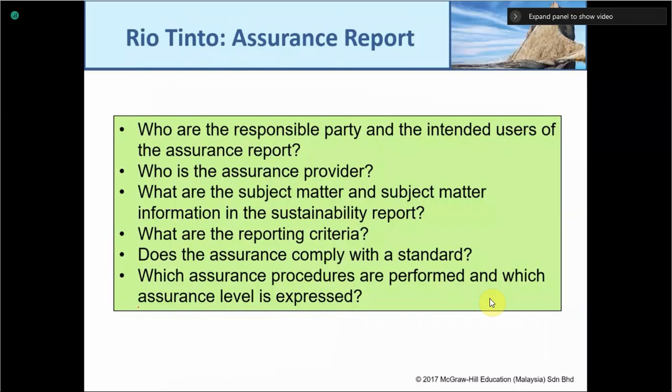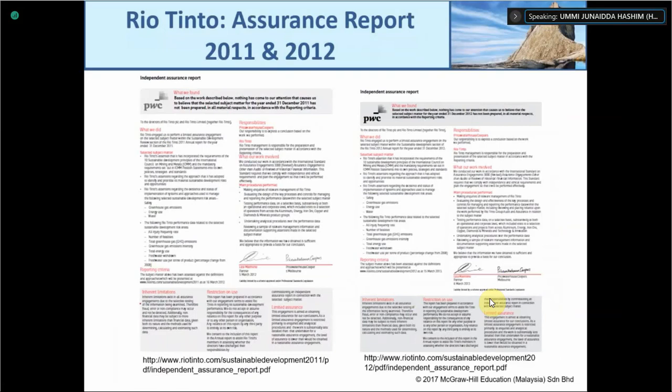So you can get all the questions from the report we read just now, from the assurance report. Who are the responsible party and intended users of the assurance report? Of course, the stakeholders. Who is the assurance provider? So who is the assurance provider here? Who is the assurance provider in this case? Who?